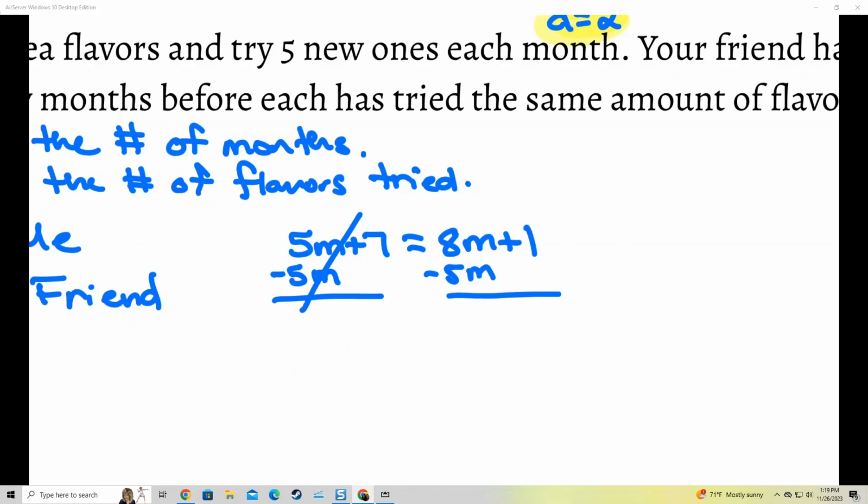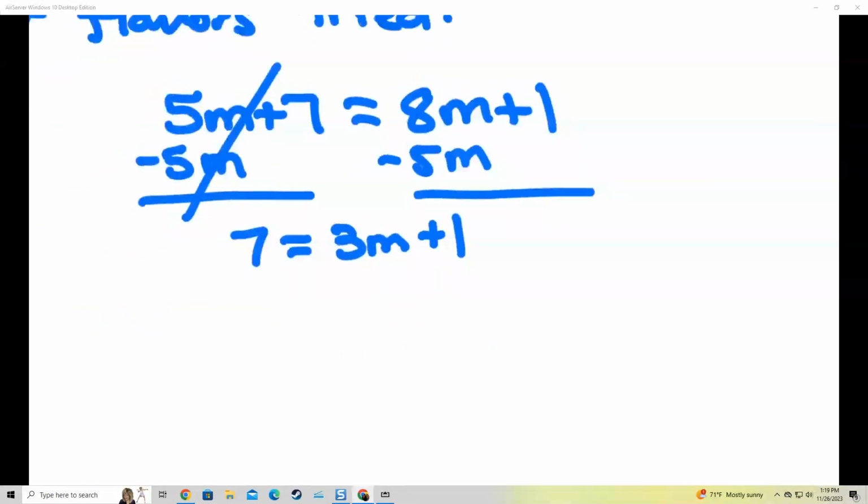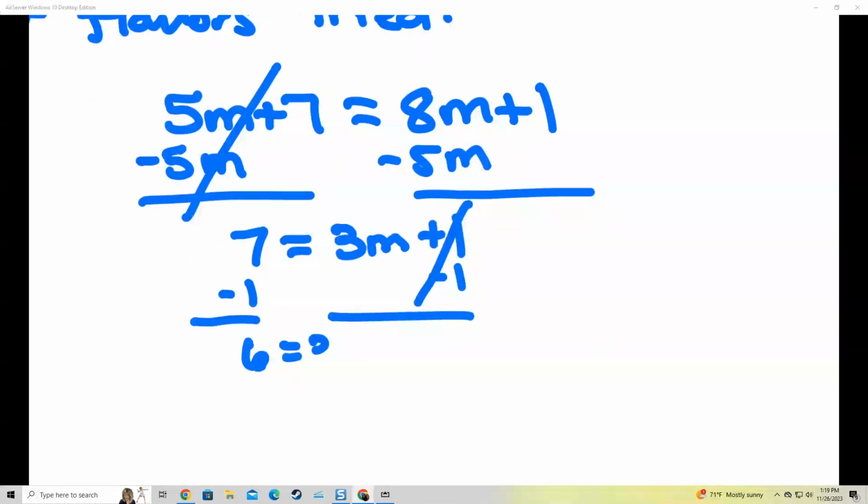These are going to cancel. I'm left with 7 equals 3m plus 1. I thought I did it wrong, guys. Sorry. And we're just going to solve. So let's see. Let's get rid of the plus 1 by subtracting 1. 6 is equal to 3m. Divide both sides by 3. 2 is equal to m.